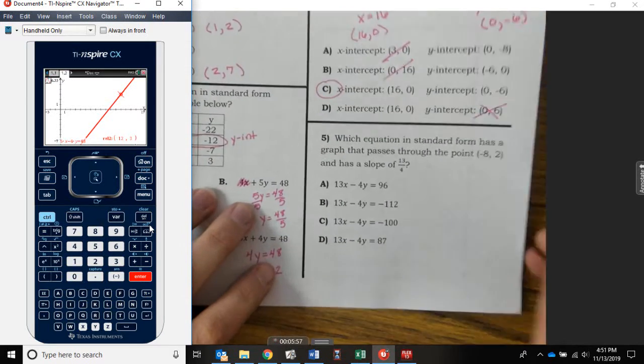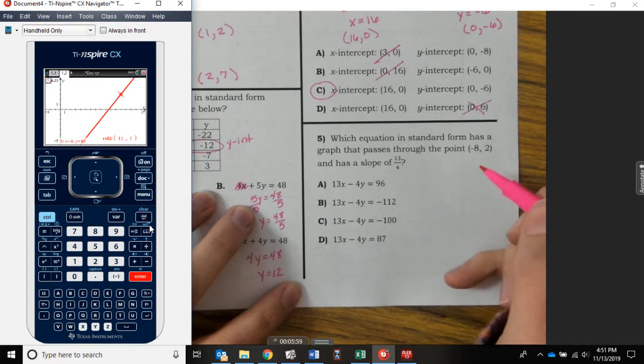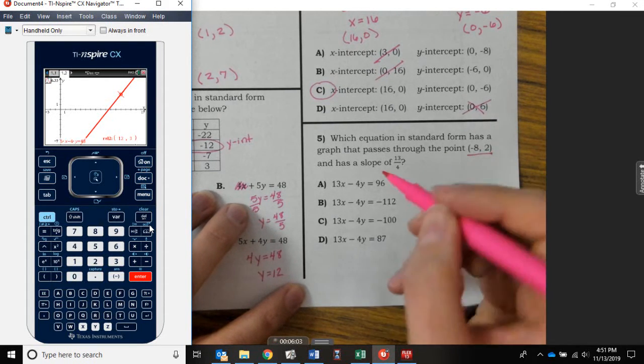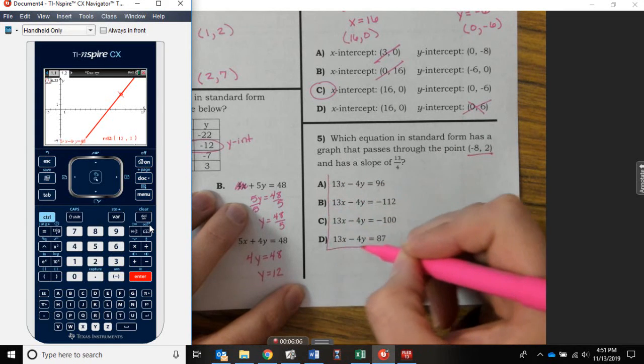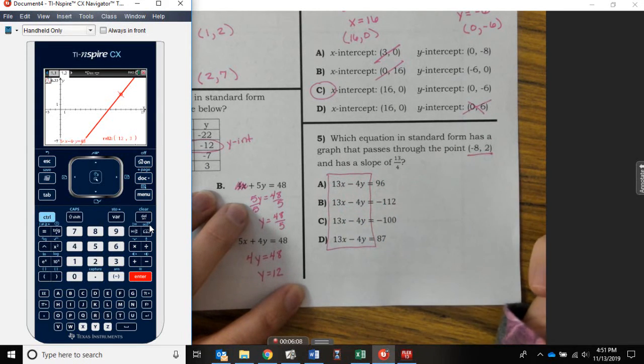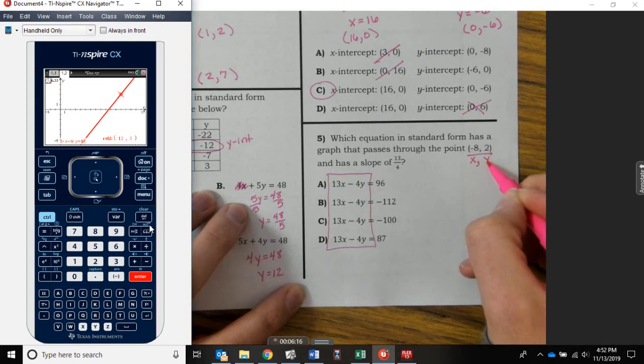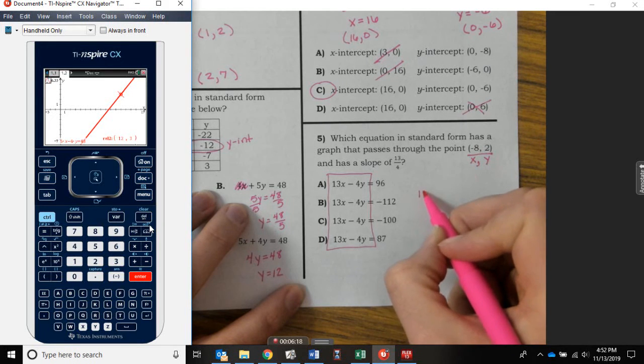Okay, on number 5, which equation in standard form has a graph that passes through the point negative 8, 2 and has a slope of 13 over 4? If you notice on your answer choices, all of them are the same. So if you solve all of them, you're going to get 13 over 4. And so what I would do is called plug and chug. Here's my x, here's my y. I'm going to plug them in.